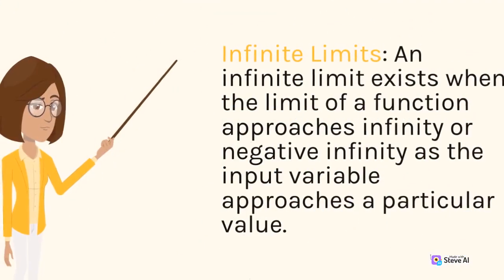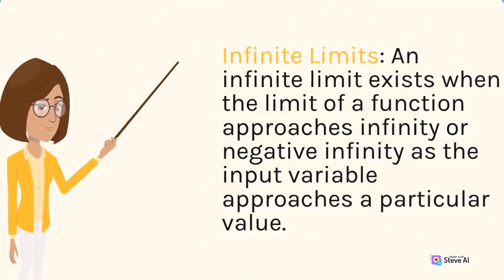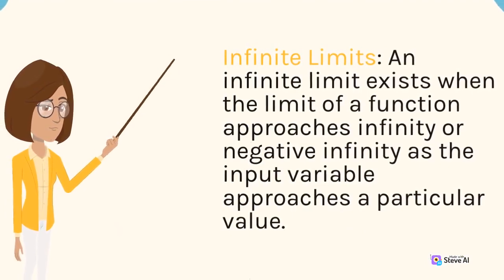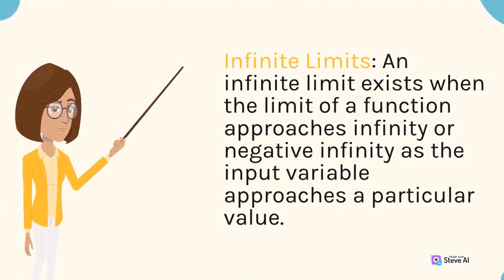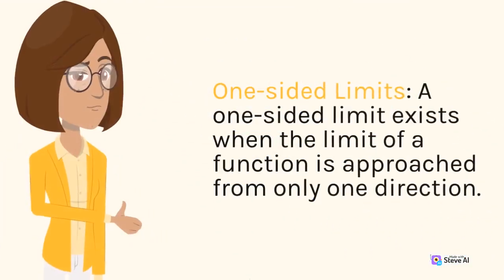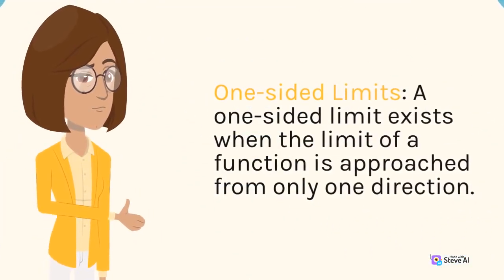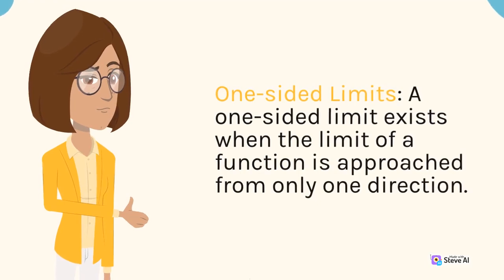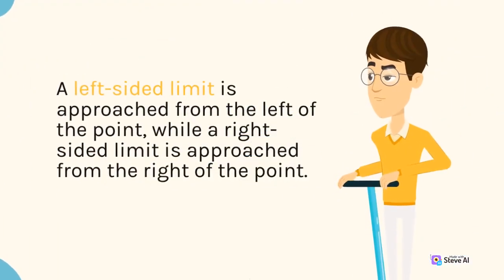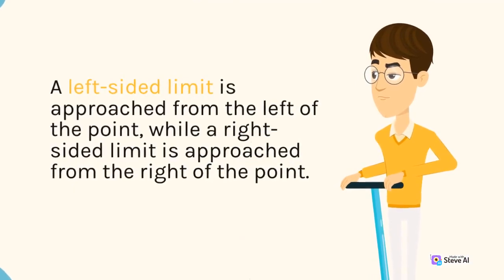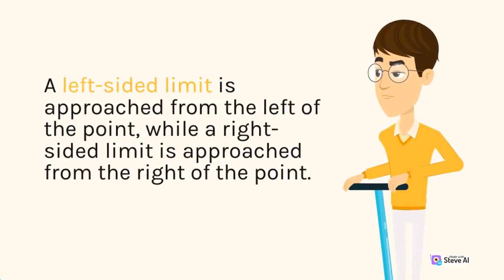Infinite limits. An infinite limit exists when the limit of a function approaches infinity or negative infinity as the input variable approaches a particular value. One-sided limits. A one-sided limit exists when the limit of a function is approached from only one direction. A left-sided limit is approached from the left of the point, while a right-sided limit is approached from the right of the point.